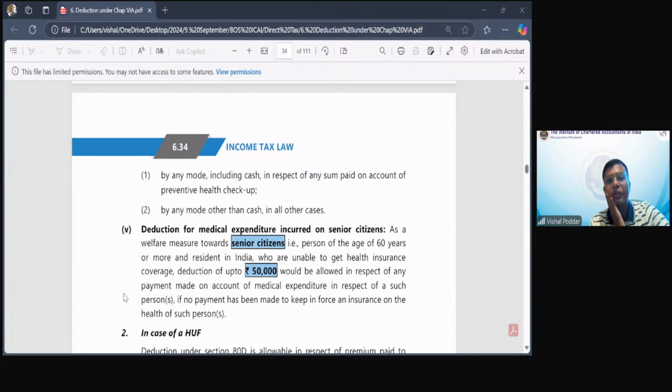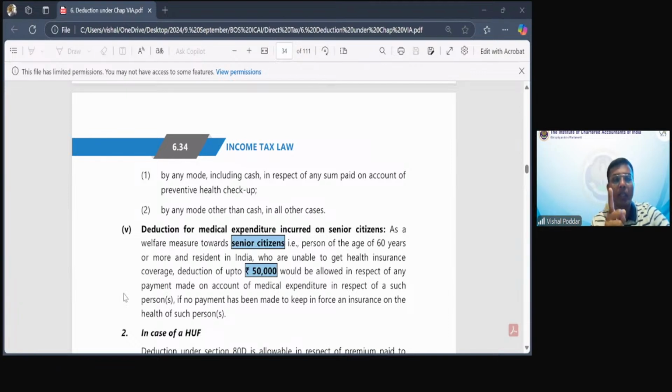Sir, if spouse is 61, then 50K deduction allowed. Am I correct? See, 50K will not be the deduction. 50K is the limit. Limit means whatever payment you have done, compare it with 50K, whichever is lower is your deduction. So if your payment is 35,000, you'll get 35,000. Also, for getting this, you need not be 61.